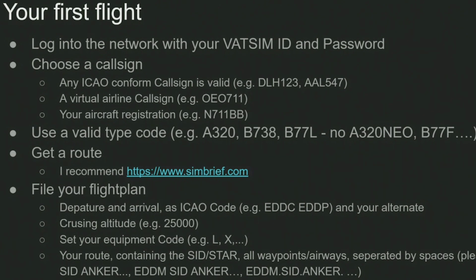Then you have to put in your route you got from SimBrief. You put your SID and your STAR, and then all the waypoints and airways separated by spaces. Please don't put stuff like Echo Delta Delta Mike SID anchor in your route. That's not your route. Your route is the SID, the waypoints, and the STAR. There's no such thing as the departure airport. Please don't separate them by dots. I've seen flight plans from Munich to Los Angeles with dots, and then I need to spend like 5 minutes deleting all the dots.